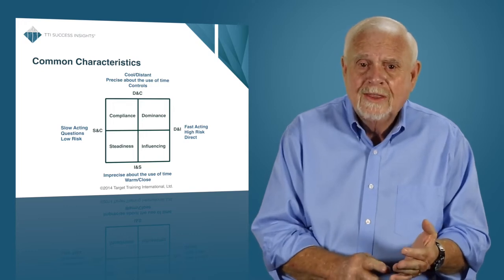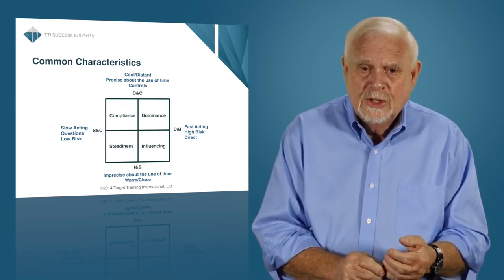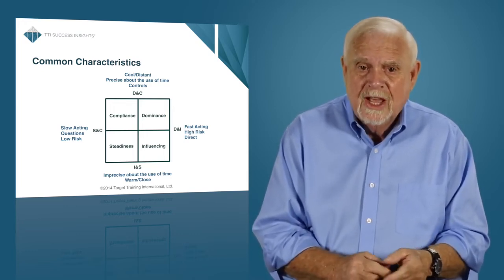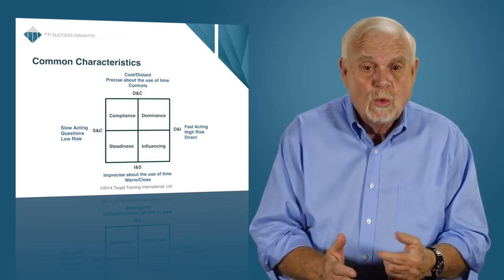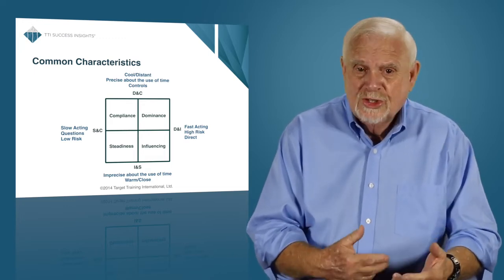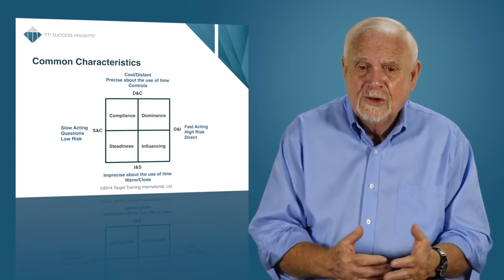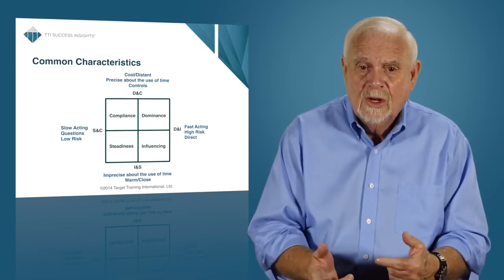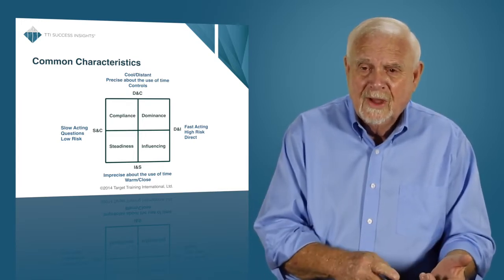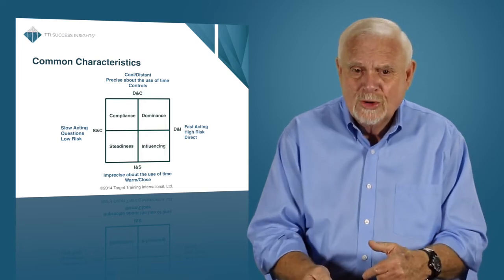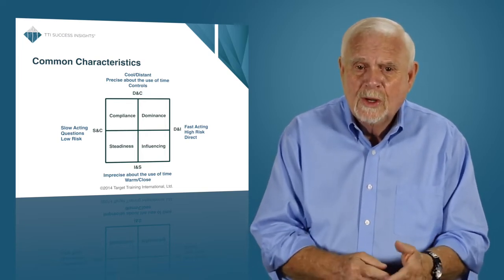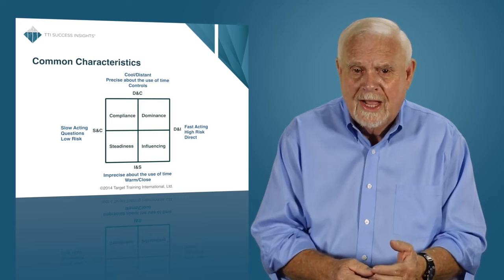Also, now when we look at the I and the S, we see that both of them are imprecise about the use of their time, and they're warm and close, which is neat when you look at it. But you've got to understand, are they quick to change or slow to change? And are they very emotional or unemotional? That will help you determine whether you're looking at an I or an S.